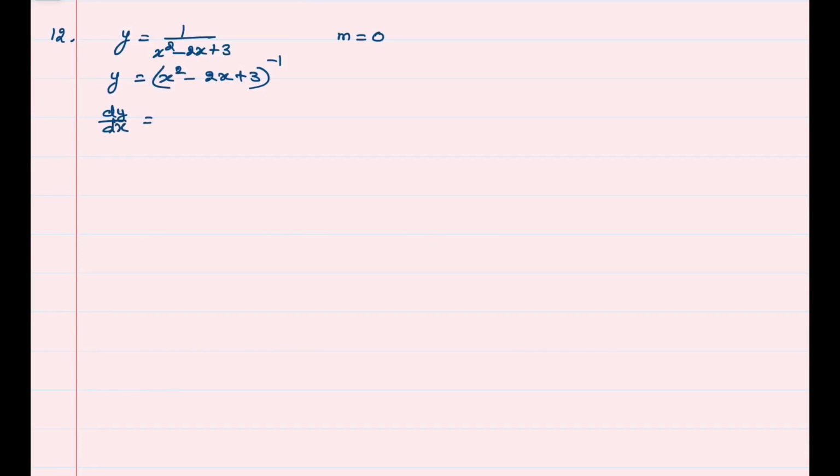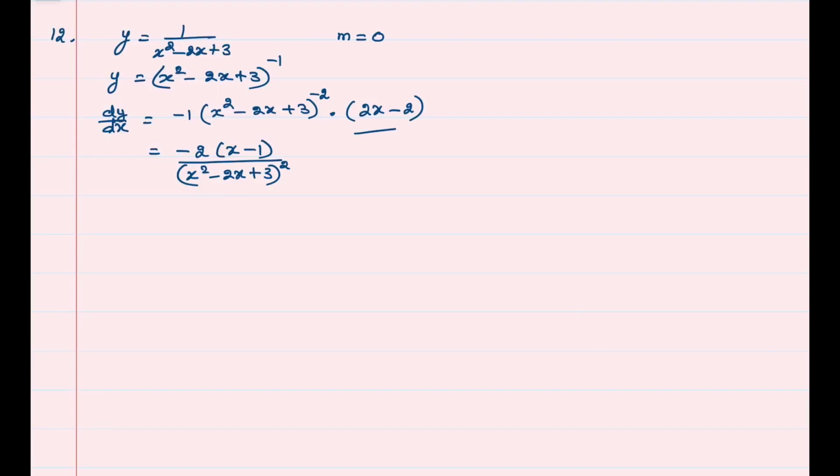So, using chain rule, dy by dx is, using power rule first, minus 1 times x square minus 2x plus 3 whole raised to minus 2 times the base has to be differentiated. Derivative of x square is 2x, minus 2 times derivative of x is 1, and derivative of 3 is 0. We get minus 2 times x minus 1 divided by x square minus 2x plus 3 the whole square. Taken 2 out from this factor.